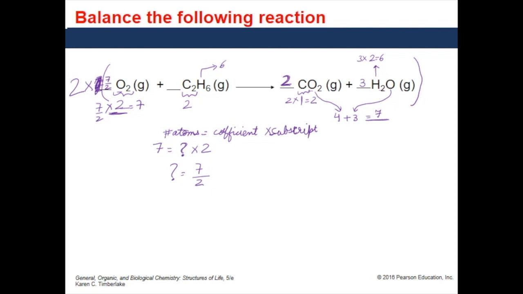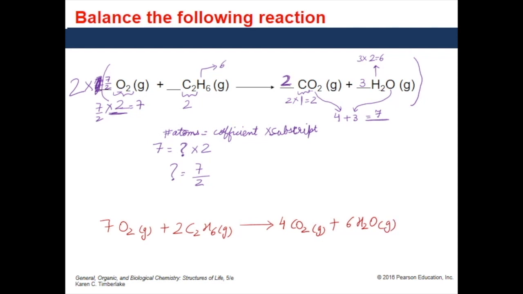So now your final reaction would be 7 over 2 times 2 will give you 7 oxygen molecules, plus, since this is 1 times 2, will give you 2 C2H6 gas, which is converted to, it was 2 initially, now multiplied by 2 will give you 4 CO2 gas molecules, and 3, it was initially 3 times 2, will give you 6 water molecules. So this would be your finally balanced reaction.